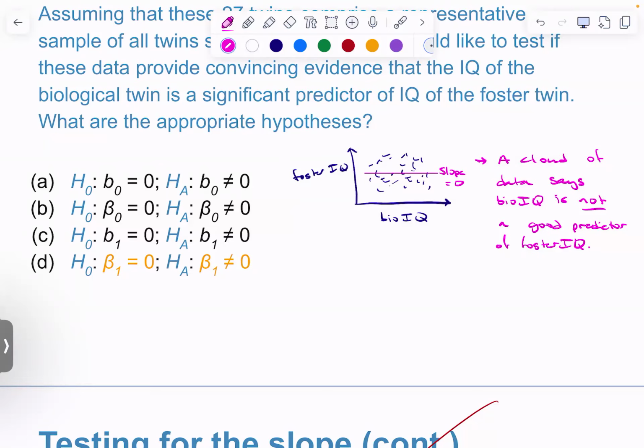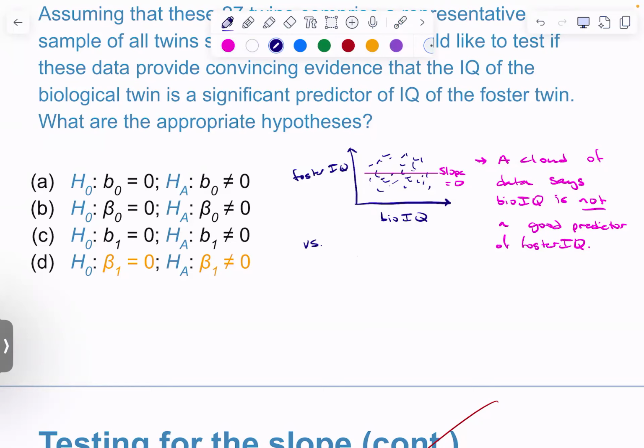That would be my line of best fit. It would be a slope of 0. Nothing's happening here. You can put in a very low bio IQ and get the same predicted value as if you put in a very high bio IQ, right? And so that's what makes it not a good predictor.